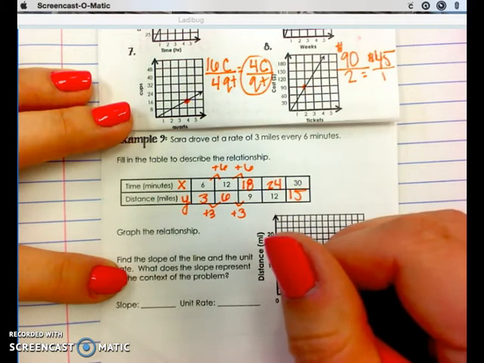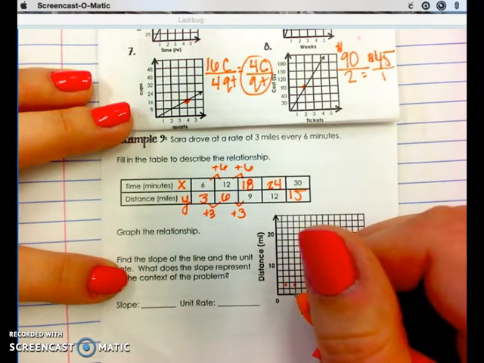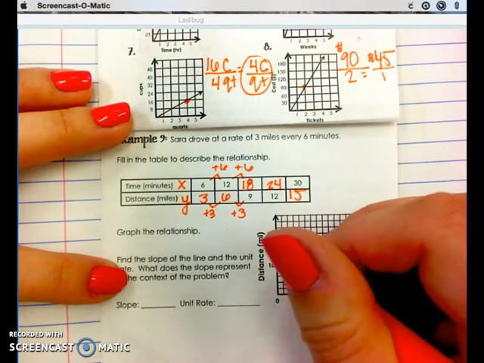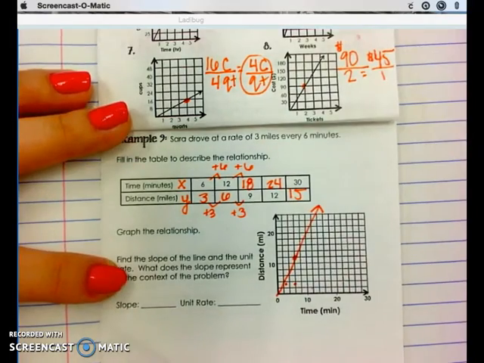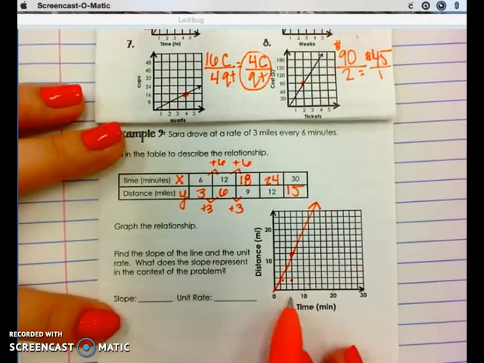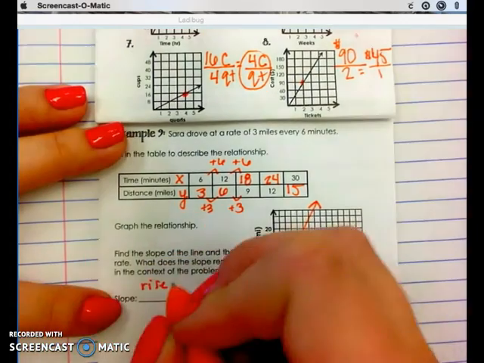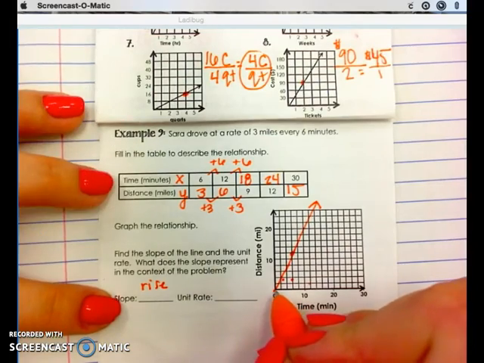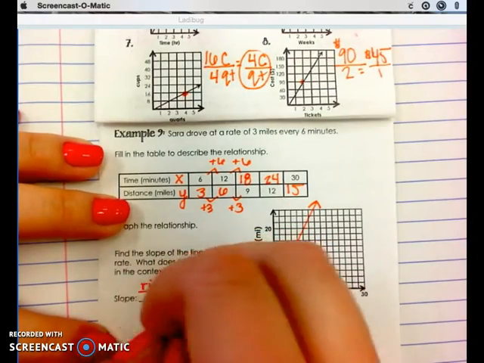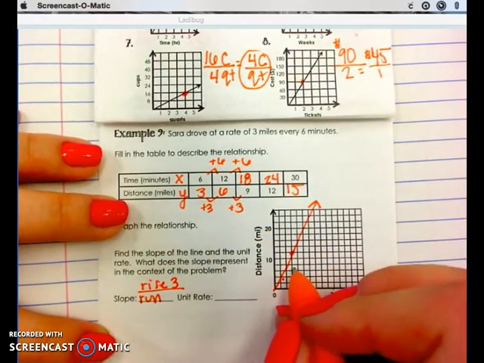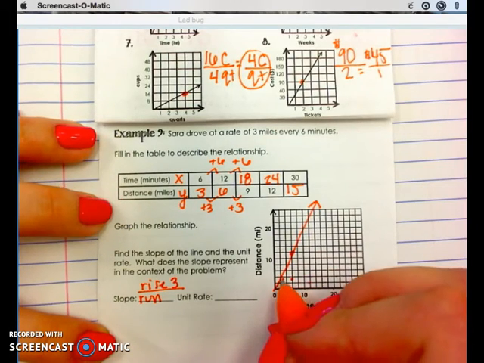Now, what is the slope of the line? Well, I rise from 0 to 3, and I run to 6. So I have a unit rate, simplify it per 1, 3 divided by 6 is 0.5 miles in 1 minute.